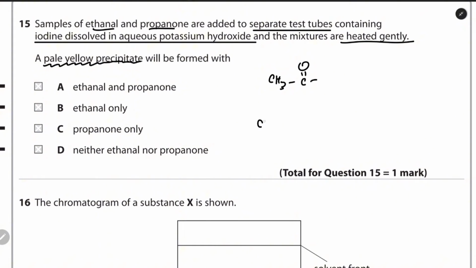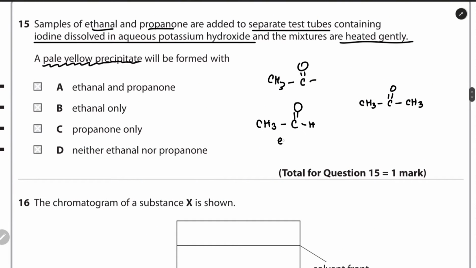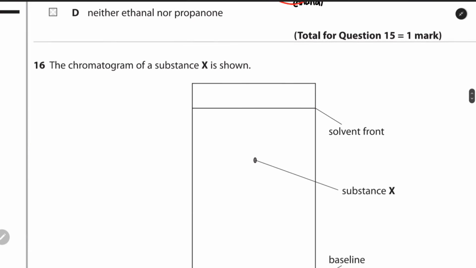Now in ethanol we have CH3CHOH, and for propanol we have CH3CHOHCH3. So this is ethanol, this is propanol. Both of them contain the group CH3CHOH, so it will turn yellow for both of them.